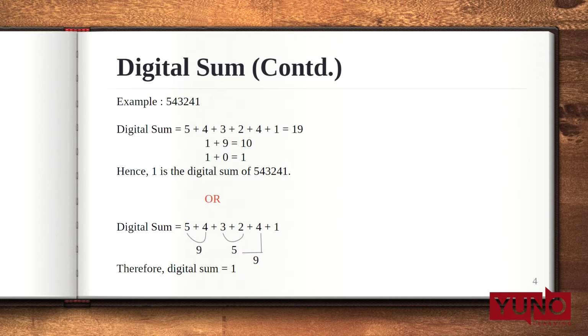Or what we can do here is, by looking at the number, we can see that 5 plus 4 is 9, 3 plus 2 is 5 and 2 plus 4 is 9. So now all this becomes or can be counted as 0. So my final answer, or digital sum of the number, will be 1.